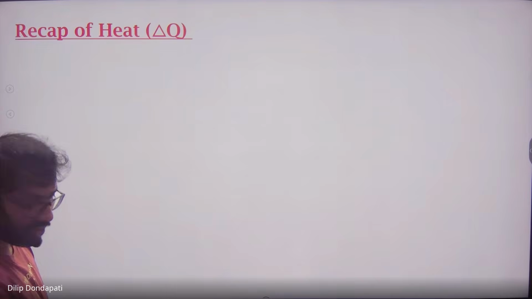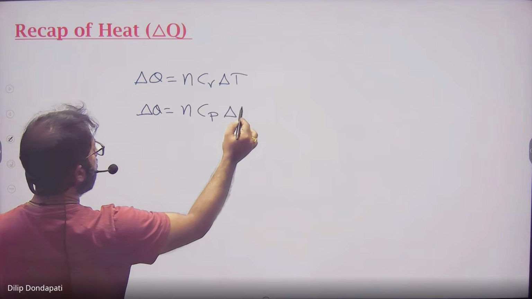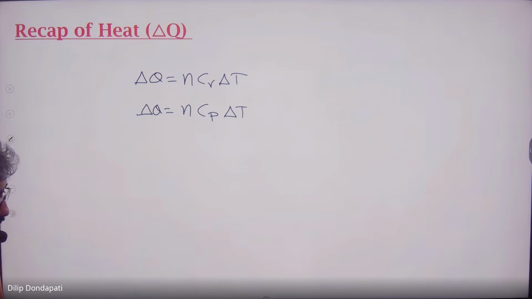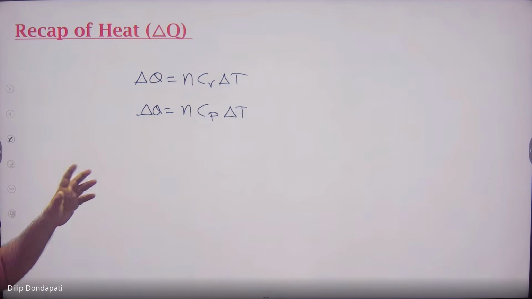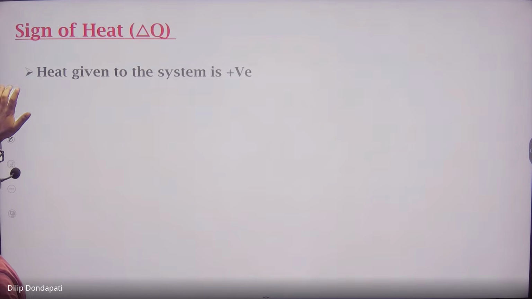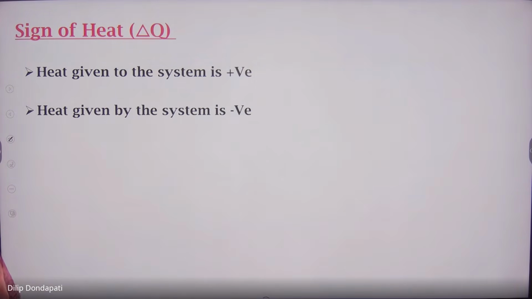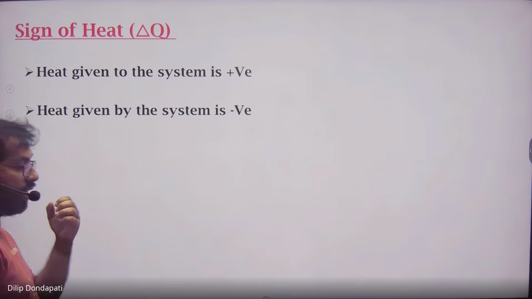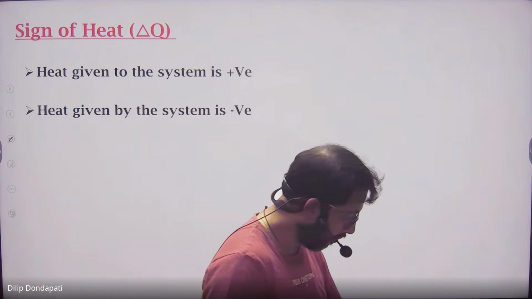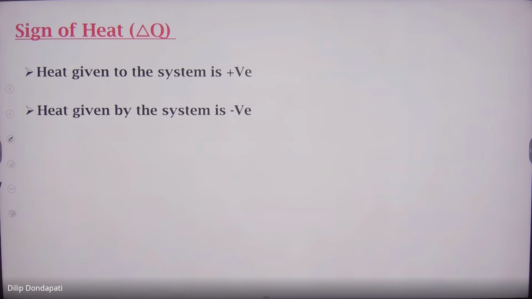Regarding heat, tell me what are the things we studied in the last class. Depending on the condition, it is either nCv delta T or nCp delta T. Delta Q is equal to nCp delta T or nCv delta T. Based on the process, the formula will change. Cp and Cv you already know, and here also we have to know the sign conventions. Heat given to the system is taken as positive, and heat given by the system is taken as negative. What we are giving is heat we take as positive, and heat given by the system, meaning what it gives out, is negative.